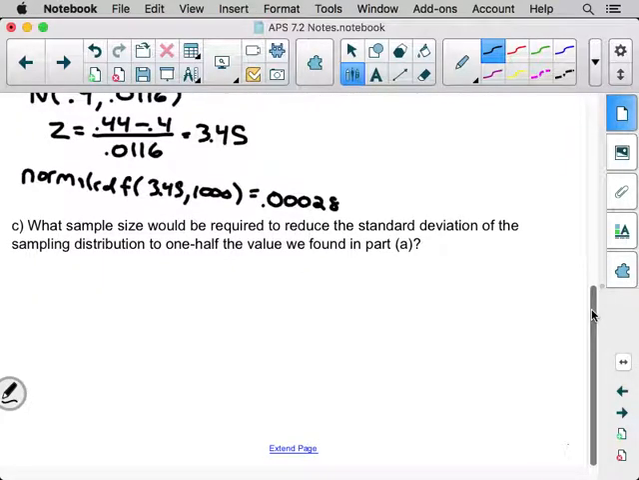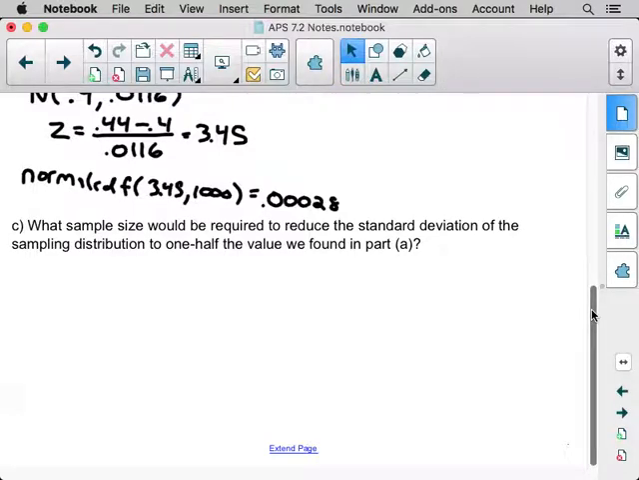What sample size would be needed to reduce the standard deviation of the sampling distribution to 1/2 of the value we found while calculating it in Part A? First, just to make sure the number we're going to produce makes sense, if we're trying to decrease standard deviation, what's going to happen to sample size? It increases.